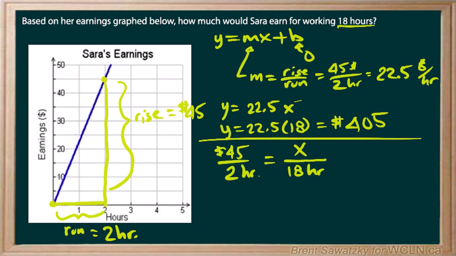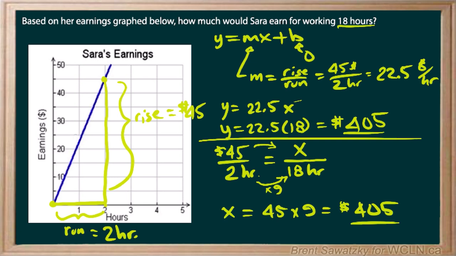Or you could say, how did we get from 2 to 18? Well, we had to multiply by 9. And so whatever we do to the bottom, we do to the top, and then we just say 45 times 9 is equal to, pull out the calculator and confirm that again, $405. So either way is perfectly legit, and you can justify it nice and easily as shown. So as long as you're laying out your work and explaining yourself, either way would be great.